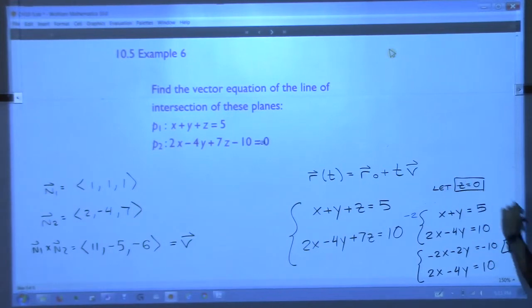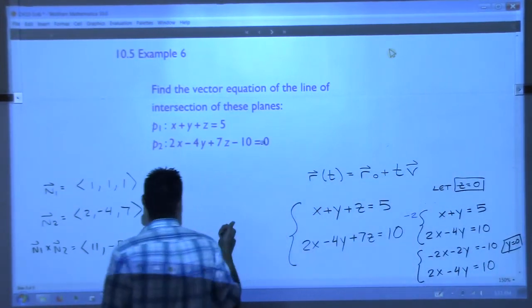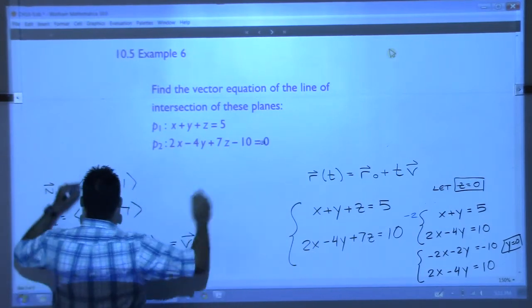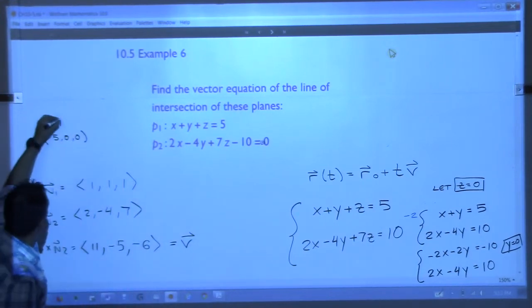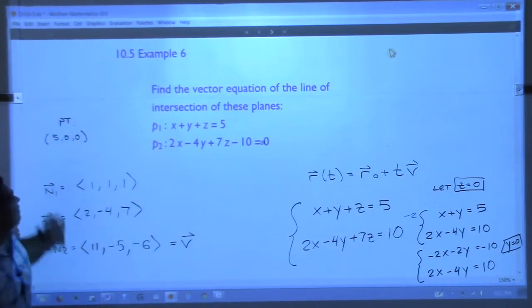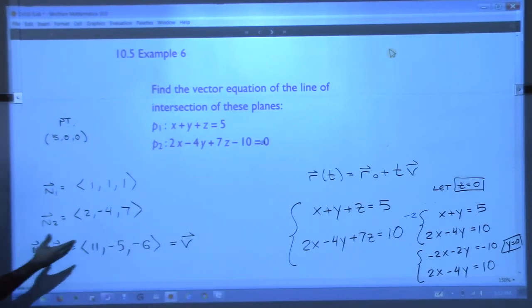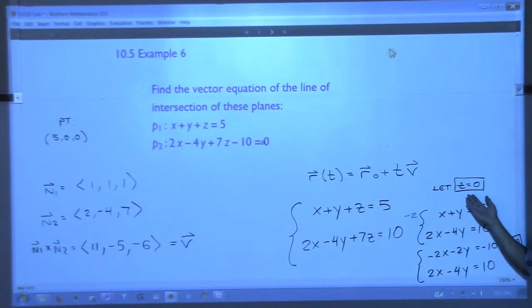So if I know y is 0 and z is 0, then I can go back to this and get x. X must be then 5, right? Okay. And that works in both equations. So the point that I can use for my R naught is the point 5, 0, 0. That point right there lives on the line of intersection. And you could have done this, and you could have let x be 0, y be 0, you could have let z be 10. It doesn't matter what you use here as long as you go get a single point off that line.